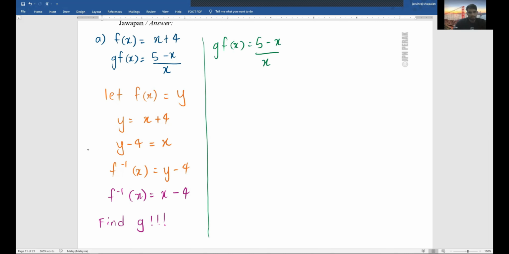We can just simply write that back, g(f(x)) equals 5 minus x over x. The f, I will replace with x. So it becomes 5 minus f inverse x over f inverse x. The f, I will bring it to the right-hand side to replace with x.